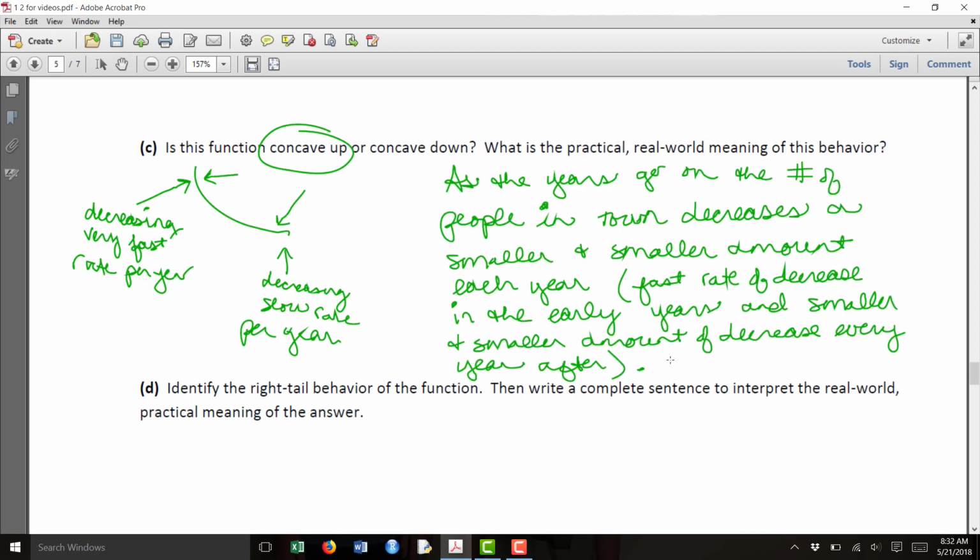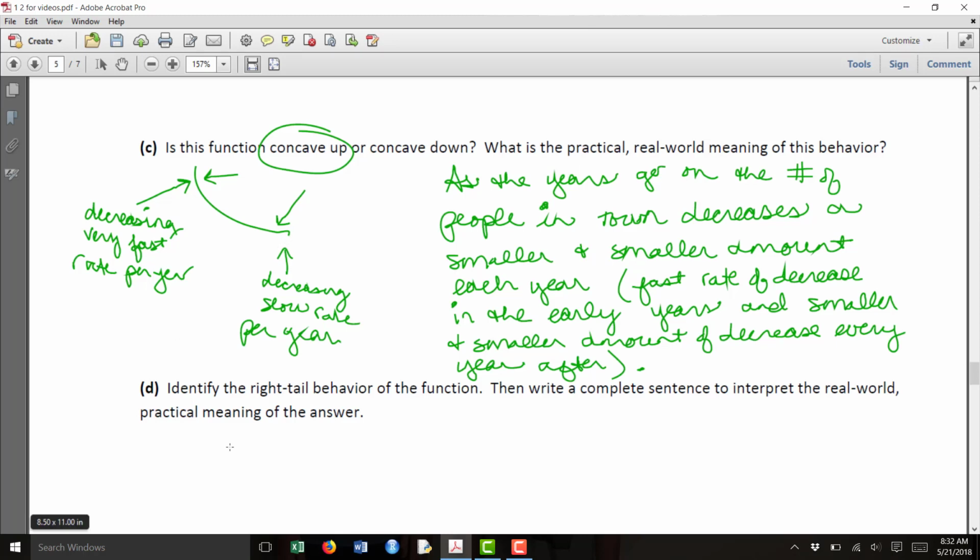So as the years go on, the number of people in the town decreases, but it decreases a smaller and smaller amount each year. There's a fast rate of decrease per year at first, and as each year goes by, there's a smaller and smaller amount of decrease each year.